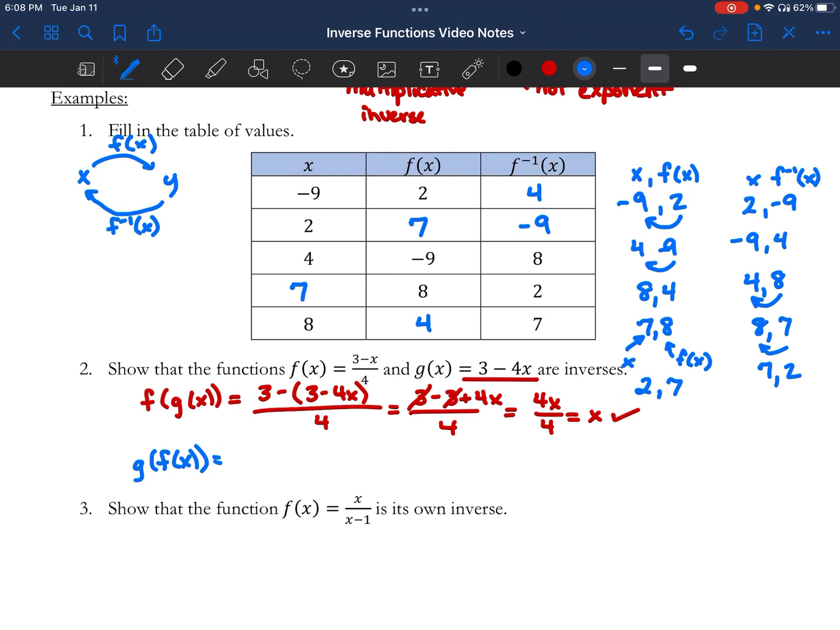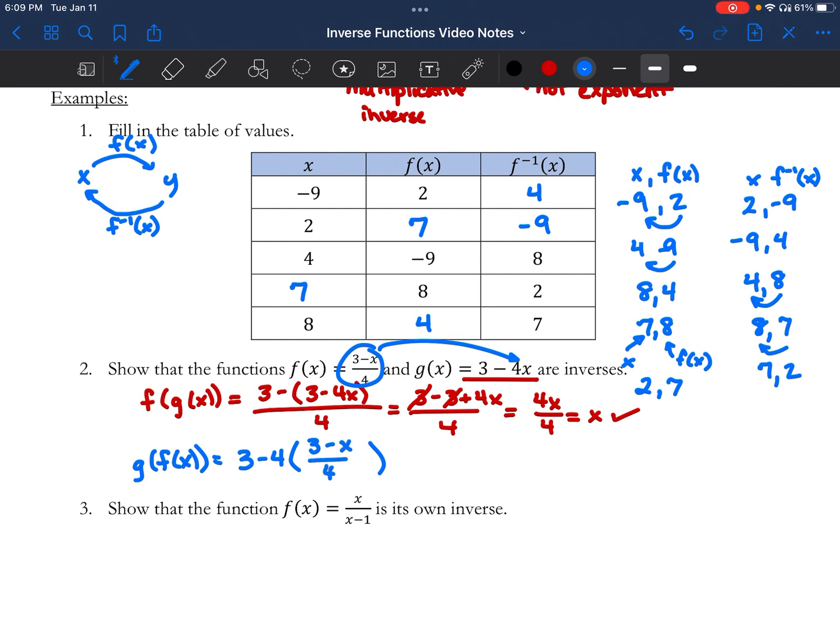So that's something to watch out for, is sometimes they don't come out exactly the same. So do always check both. So in this situation, I'm going to take this f of x and I'm going to plug it into the other equation. So 3 minus 4 times f of x function, which is 3 minus x over 4.